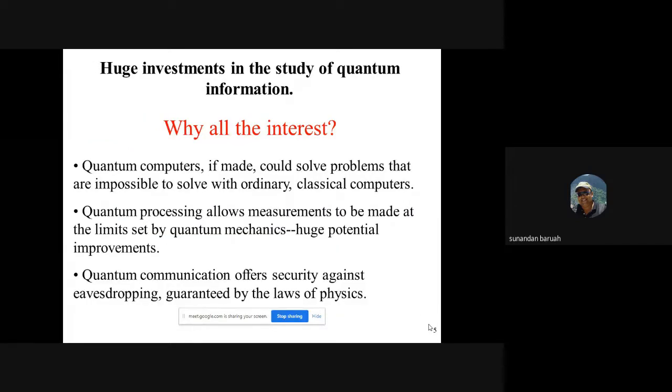Now, if you look around, almost all the big players, very big companies, governments, are investing a lot in developing quantum computers. So they want to study quantum information deeply. But why? Well, quantum computers, if made, will be able to solve problems that are impossible to solve with ordinary classical computers. Impossible not because we don't know how to solve them, but because of the processing time.